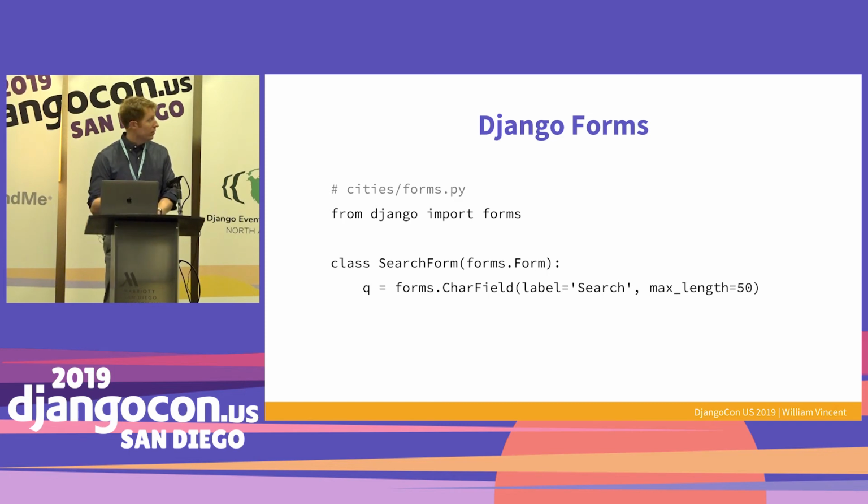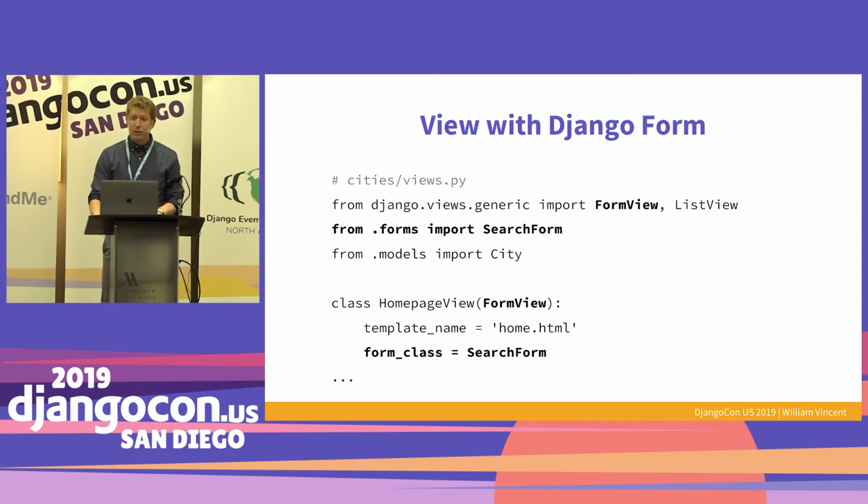To do that, you would create a forms.py file in the app directory. Again, as simple as I can make this. And then in your view, instead of using TemplateView, you would use FormView. So you import FormView, you pull in SearchForm, you can just do .forms because it's a relative link in the same directory, and then specify the form class.